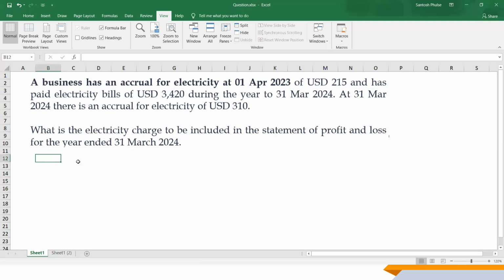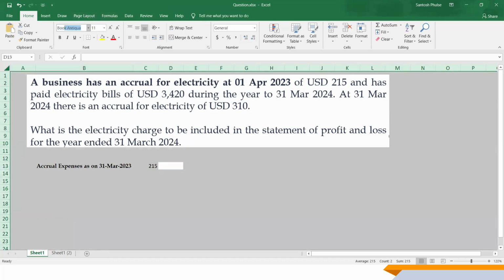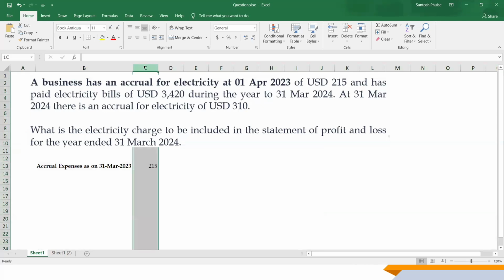Now, if you see here, the business has an accrual for electricity. So it means that the accrual expense as on 31st March 23 is USD 250. So what is meant by accrual? It means that the expense was incurred during 22-23, but the invoice is not yet received. That's the reason the accrual has been created in the books of account.